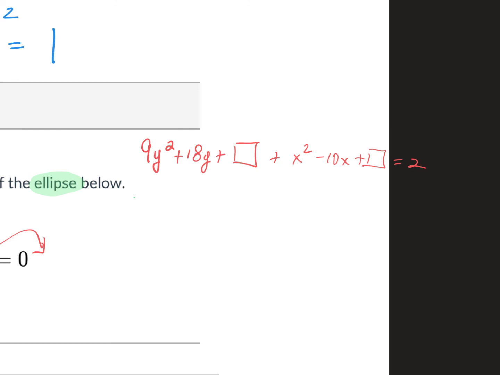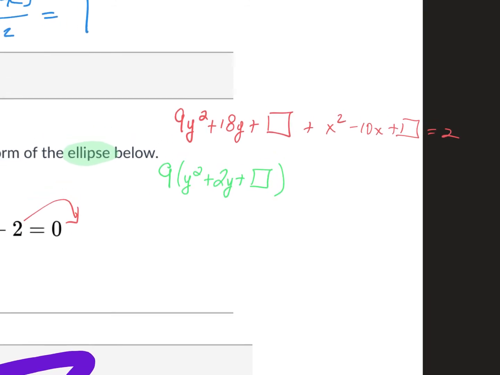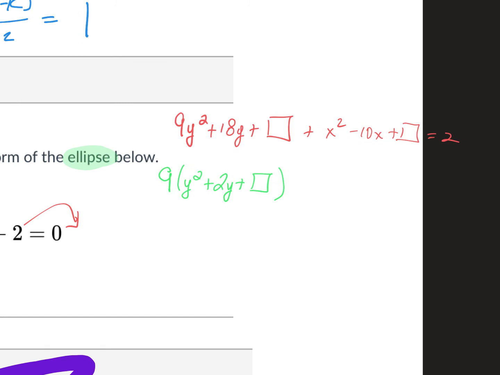Good. So I'm going to factor out that 9, and that leaves me with y squared plus 2y, right? Plus the box. You guys with me? We're good? Okay, so let's continue. I'm going to take my 2. 2 divided by 2 is 1. So my binomial is y plus 1, quantity squared, with my 9 out in front.